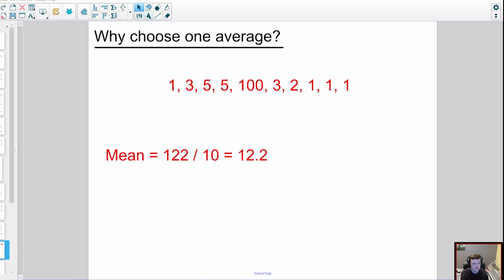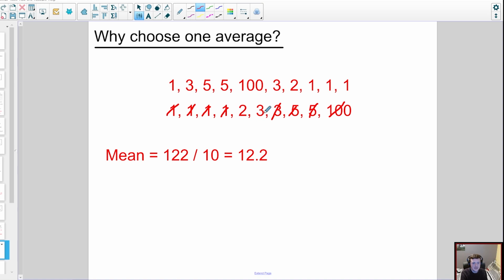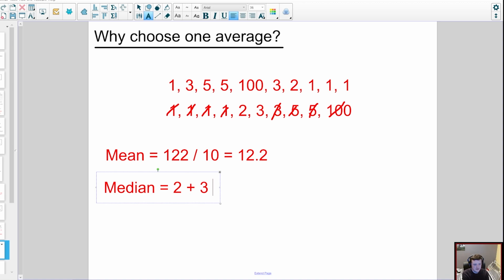So what I'm going to do is reorder my numbers into order. I've got 4 ones, I've got 2, then 3, then 3, then 5, then 5, then 100. And so I've still got 10 numbers. I now cross off my numbers one by one. 1, 2, 3, 4, 5, 6, 7, and 8, because there's 2 numbers left. If I add these up and halve it, I'm going to get the median is equal to 2 plus 3 equals 5, divided by 2 equals 2.5. So what I've got is 2.5. That's much closer to my revised mean, which is 2.44.